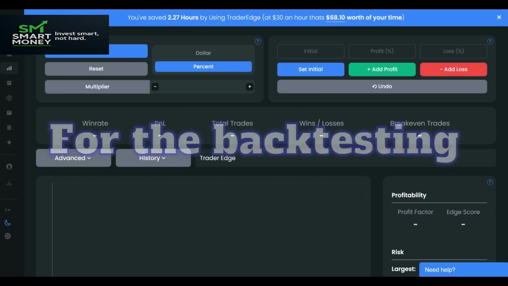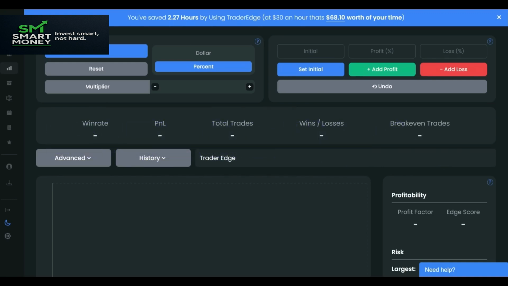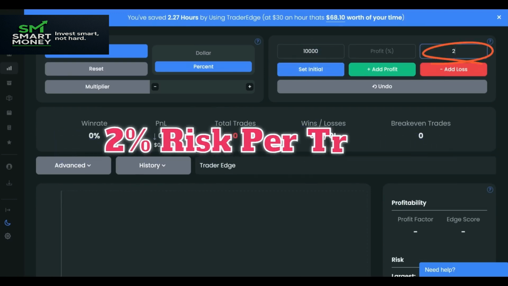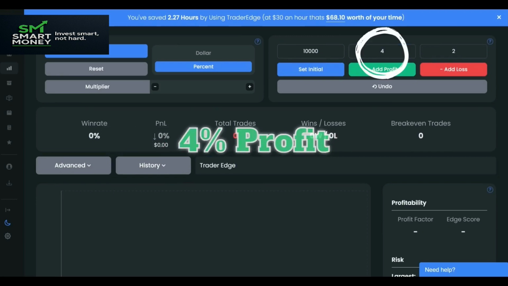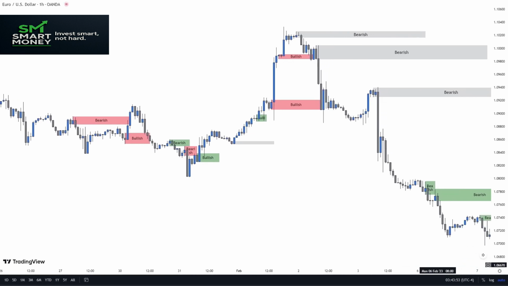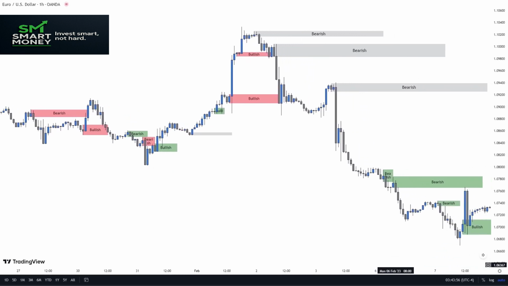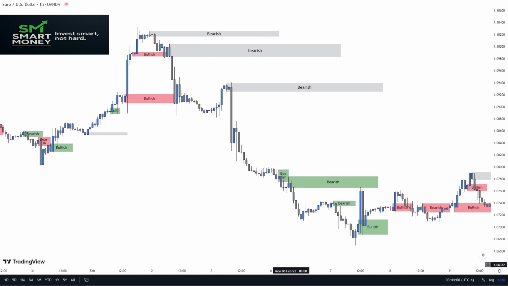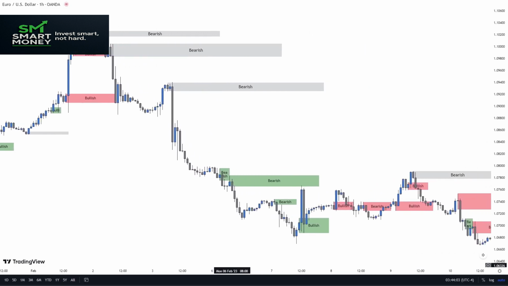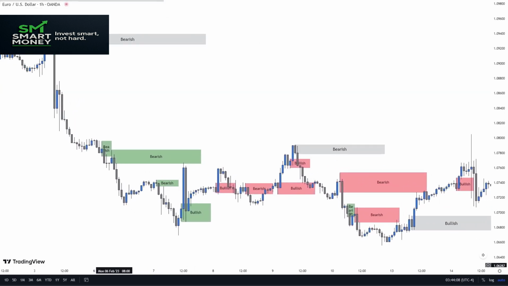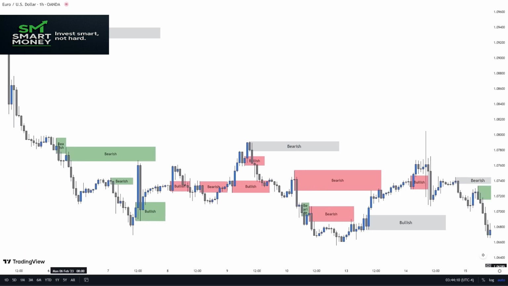For the backtesting, we use Trader Edge software, which allows us to save so much time while backtesting our strategies. We set our initial account size at $10,000 with 2% risk, targeting 4% profits. Now let me show you the results we have got. These are the 100 order blocks we have spotted on the chart. The green order blocks you see are the trades that hit our 1 to 2 target and ended up winning. The red order blocks are the trades that ended up losing, and the gray order blocks are the ones the market did not trigger, and finally, we canceled the trades.